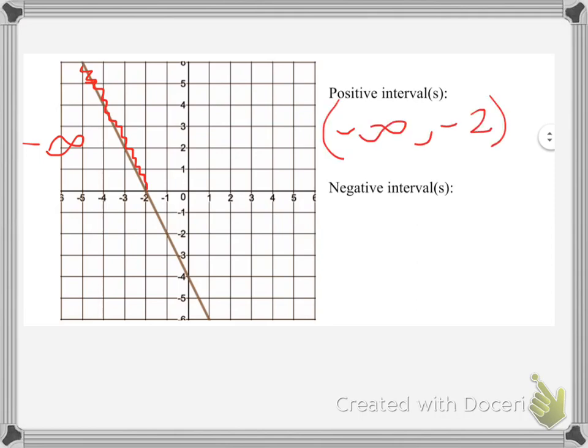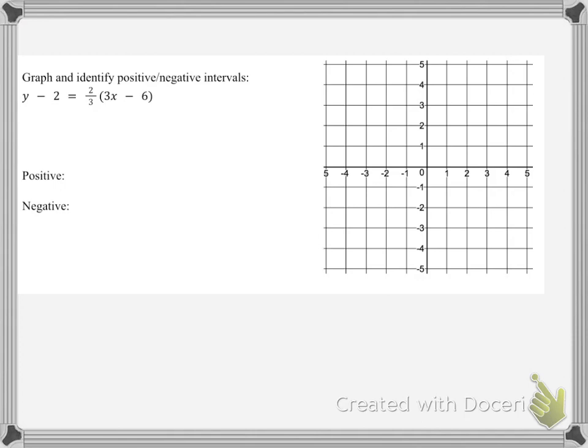As for my negative interval, we can see it starts at -2 and is below the x-axis all the way to infinity. So -2 to infinity. So let's go ahead and take a look at our next problem. And for this problem, we're going to have to graph our equation first before we can find our positive and negative intervals. So there's a couple ways you can do that.